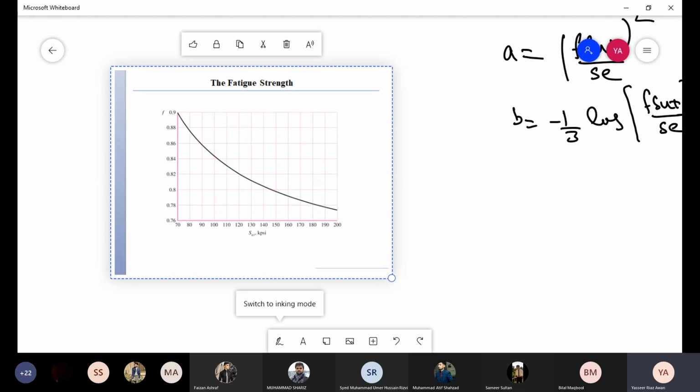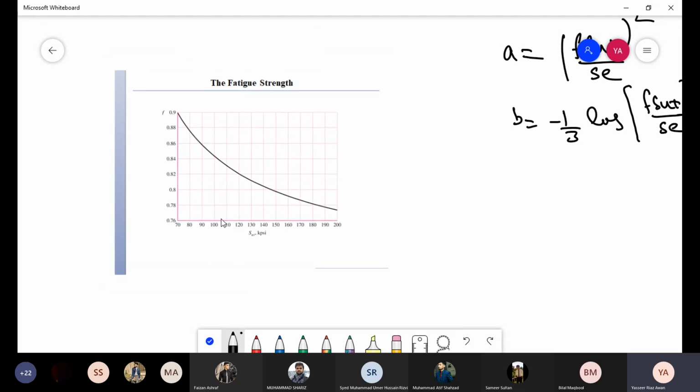It is in the SI edition, so you can directly read from this. Okay. So for our SUT that is 775 megapascal, you would have to read what is the value of F. So that turns out to be somewhere around 0.83. Okay.